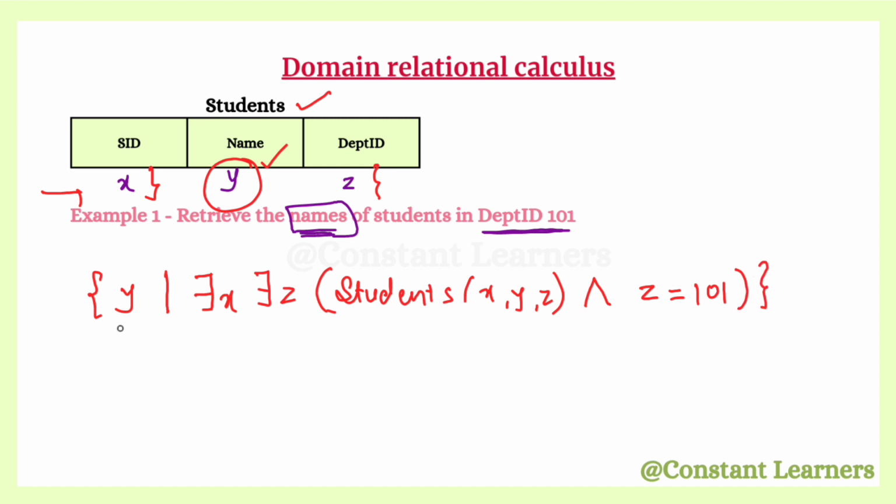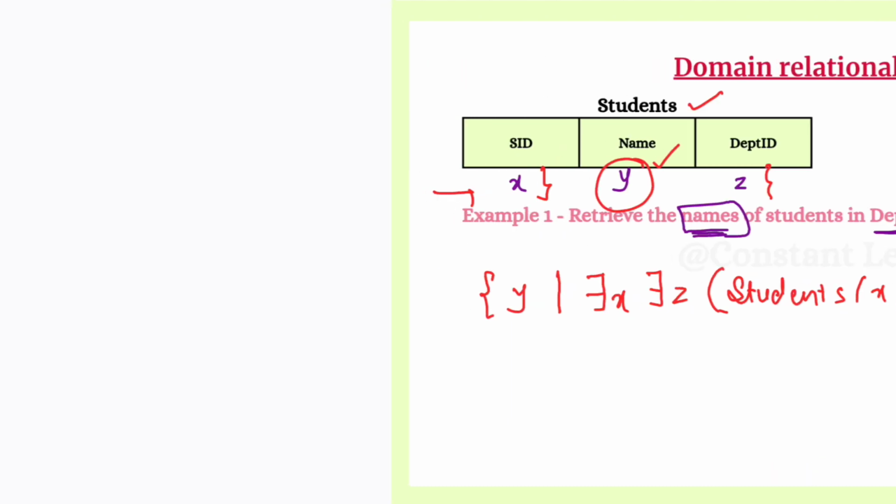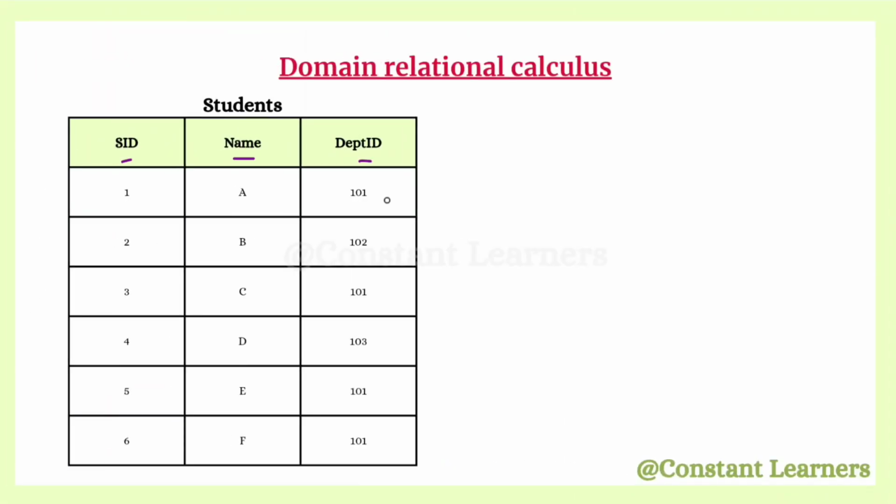All right, we start with the column that we need to display in the output, but we need to also inform the DBMS that there exist other variables from the students table where the variables are defined as x, y, z for each column, and the condition is that the z column must be equal to 101, right? So what do we get in the output? We get A, then we get C, then we get E, and we get F, right?